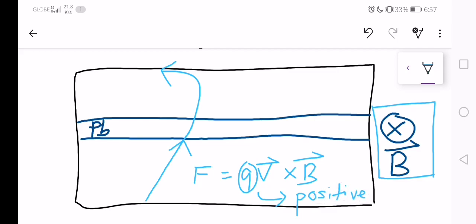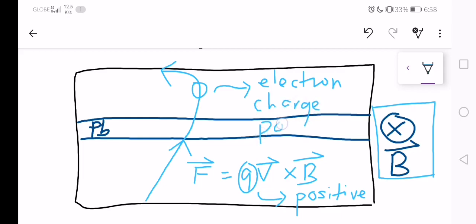If you do the right hand rule with V in this direction and B directed into the page, the force, the magnetic force, the Lorentz force will be towards the left. So this particle moved towards the left. And by analysis, Anderson computed that this particle has the mass of an electron, but its charge is positive.